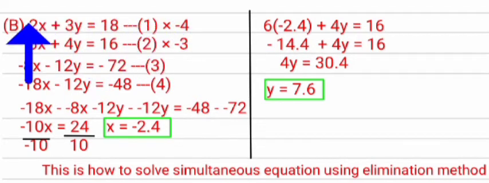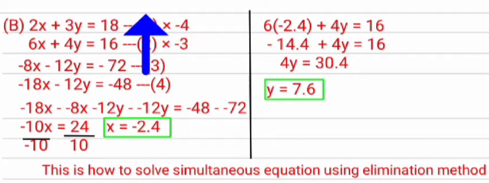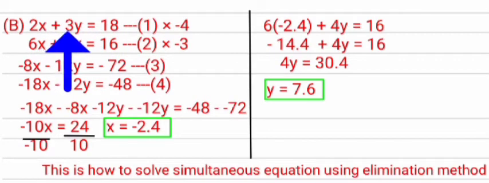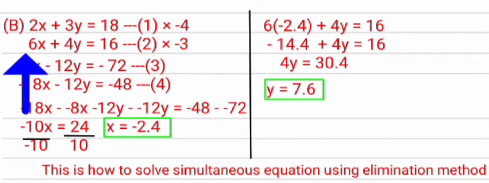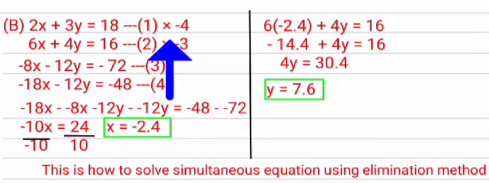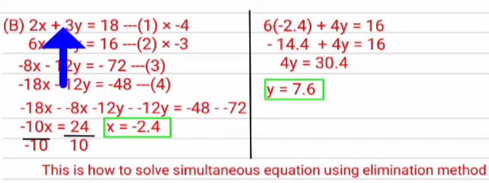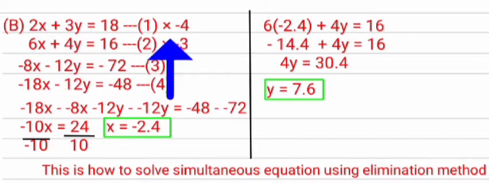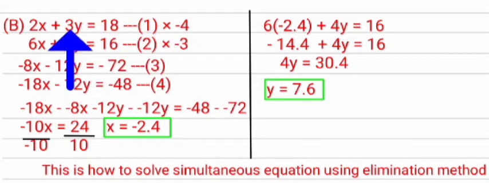That's why we are multiplying the whole of equation 1 by negative 4. And here you can see that we have positive 3. That's why we're going to multiply the whole of equation 2 by negative 3. So if the sign here is negative, you are going to multiply the whole of this opposite equation by the opposite sign, which is positive. That's why you see that the sign here is positive 4.